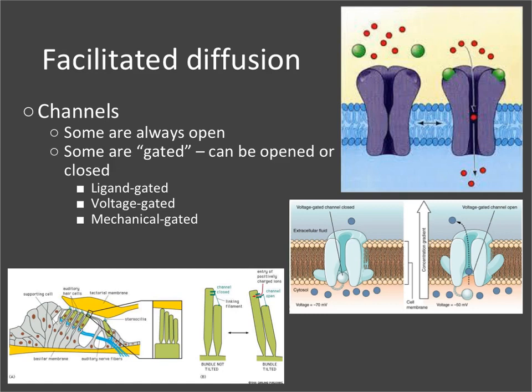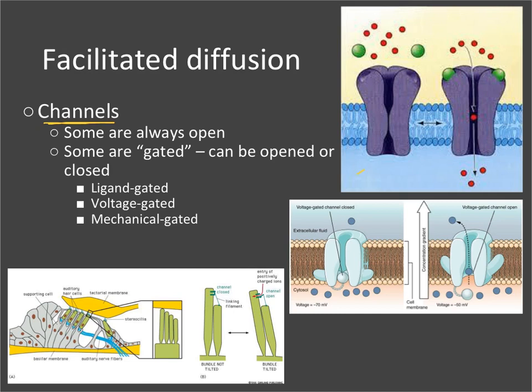One cool thing about these channels or these transport proteins is that sometimes they can be opened or closed. Some of them are always open. If they're open, it means that the material can cross from one side of the membrane to the other side. But in other cases, they might be opened or closed.